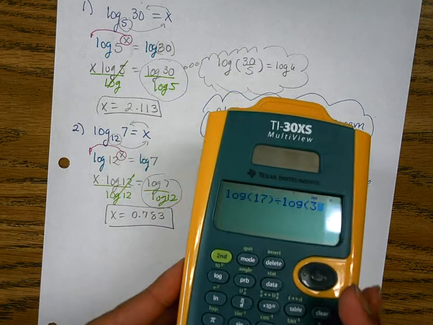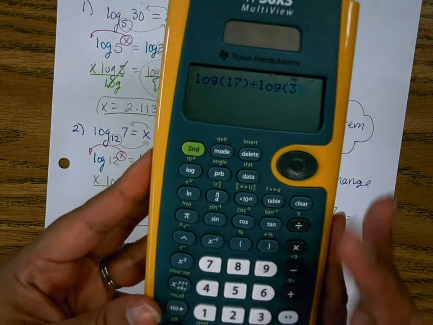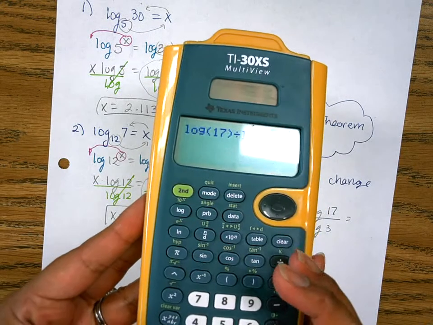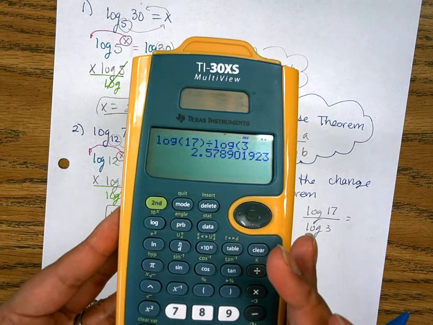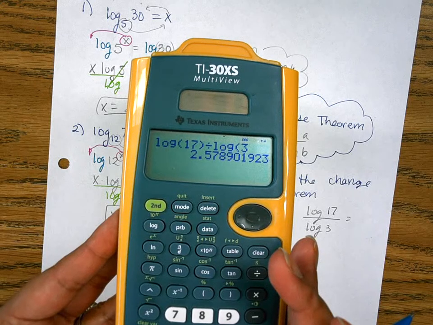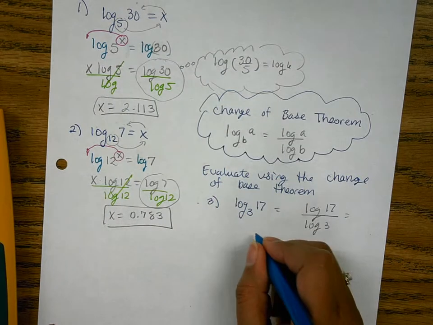You can see I didn't close the last one on this one, if I can ever get it in. And that is okay if you don't. I don't know why it's acting funny. Equals 3 decimal places, 2.579.